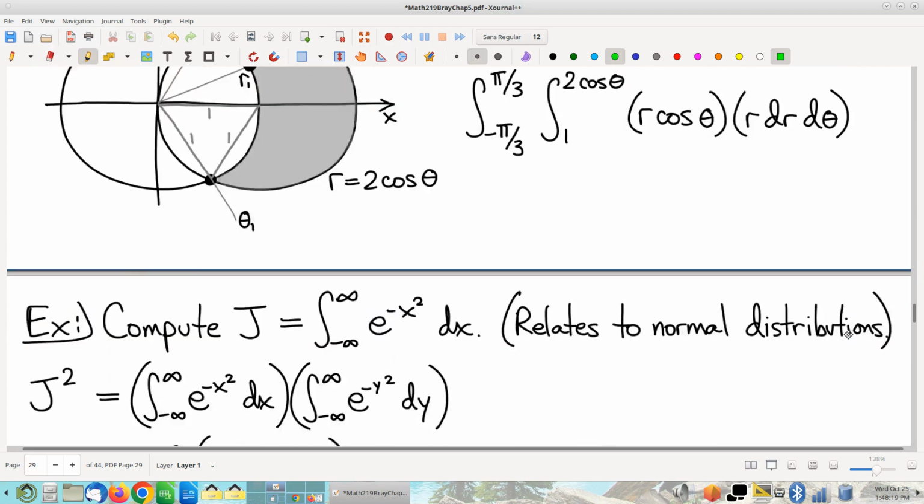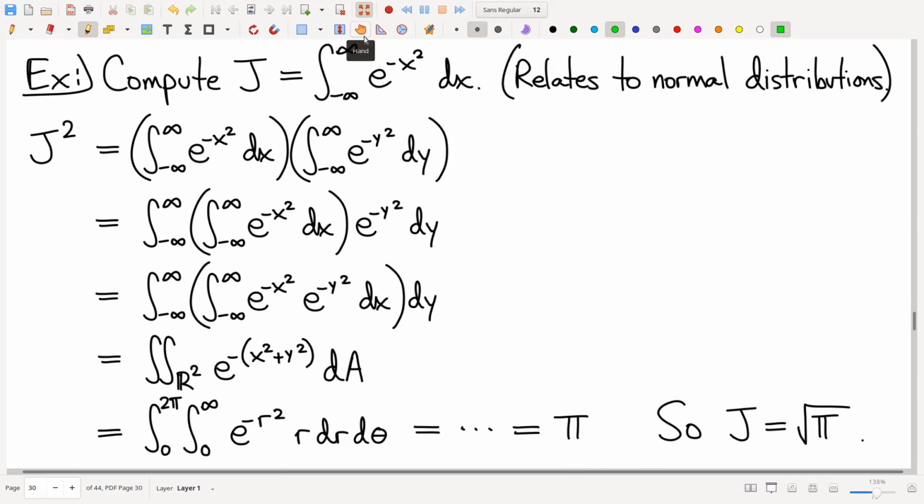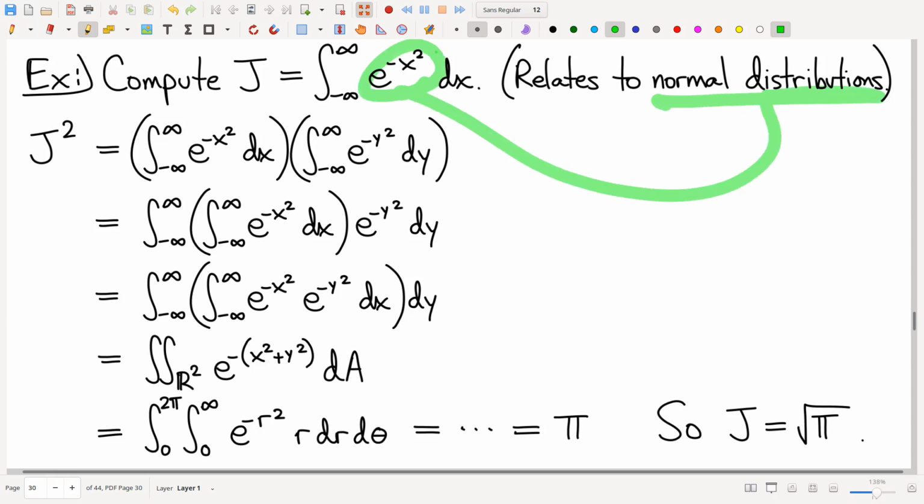This last example for polar coordinates is of historic interest. This is a calculation that first got done a couple hundred years ago. It's a famous calculation. It involves normal distributions, and if you've ever had a stat class, you'll recognize this integrand as being very important for what's called the normal distribution. It's one of the most important distributions in probability. It's fundamentally natural in ways that we don't have time to talk about here, but if you take a stat class, they'll talk about that.